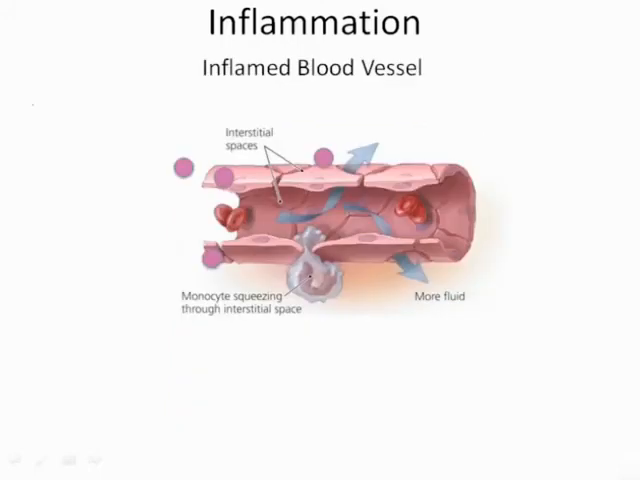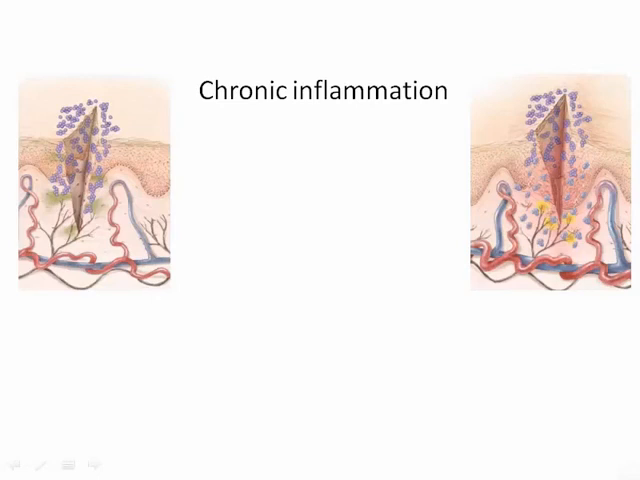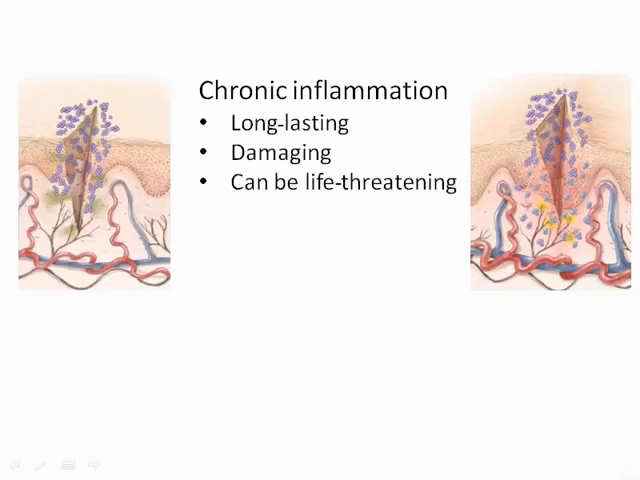Some leukocytes, notably neutrophils and monocytes, can squeeze through interstitial spaces, a process called diapedesis. The defensive nature of diapedesis should be obvious. Leukocytes phagocytize pathogens. In summary, chronic inflammation is long-lasting, damaging, and can be life-threatening.